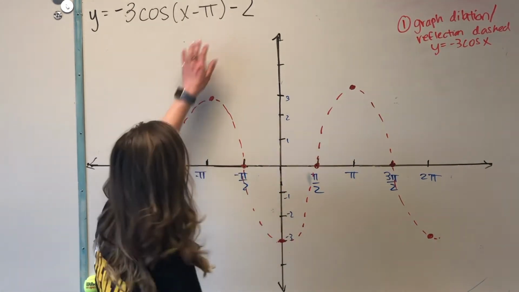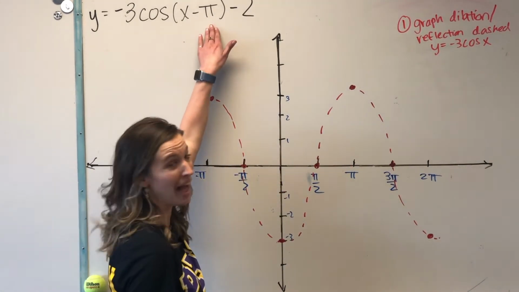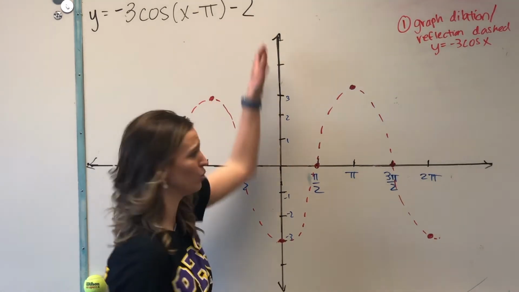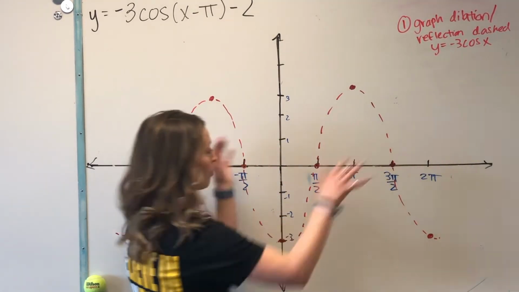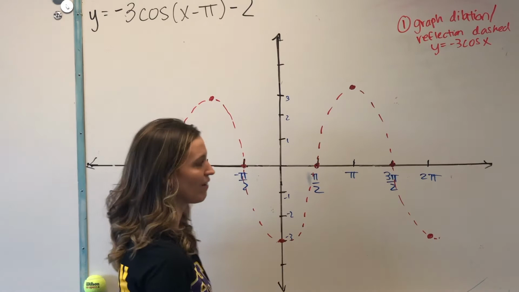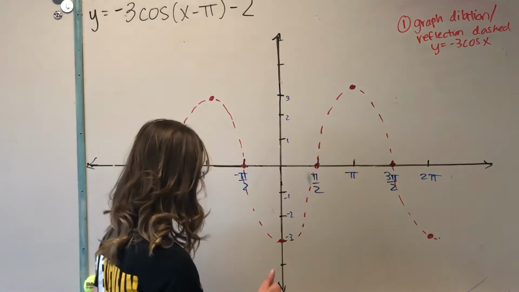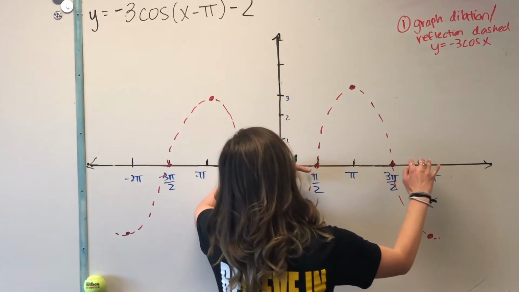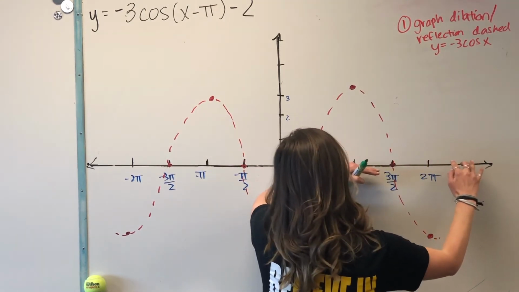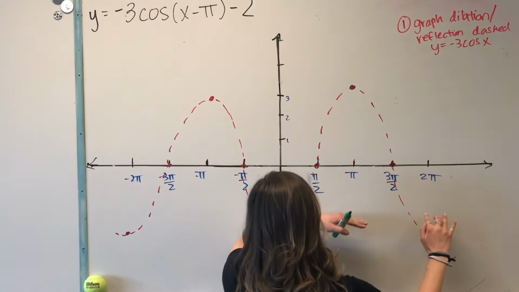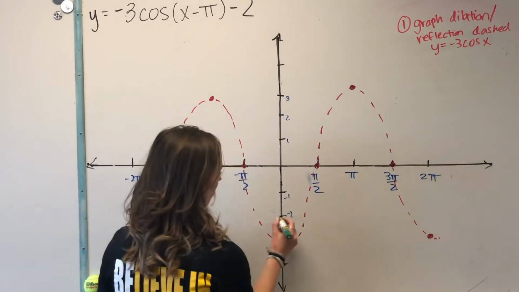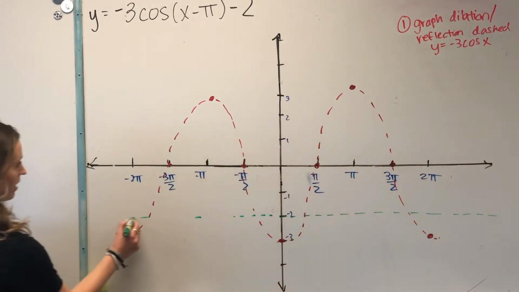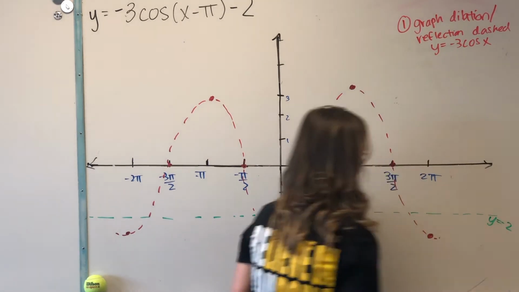So we're supposed to move to the right pi units, and then we're supposed to move down 2. That means I'm doing 2 things. Remember how that can look like I have points everywhere. So let's make our anchor. Our anchor is gonna be that midline. So our old midline's right here. If I shift to the right pi units, that doesn't move my midline, and then I shift down 2 units. So my new midline's gonna be right here at y equals -2.